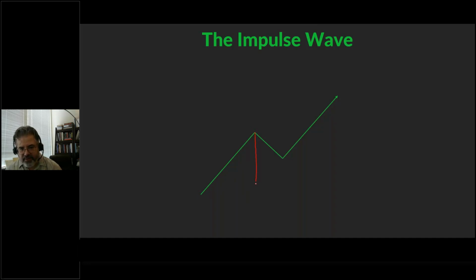Then it says, okay, this setup leg moved this much, and it takes that same expectation and moves it over from the bottom of the pullback leg. So the size of the resulting move should look like the setup leg. Whether the pullback itself is very deep, you're still going to get the same thing. If the pullback is very small, this leg still looks like this leg. That's the concept behind the measured move objective.